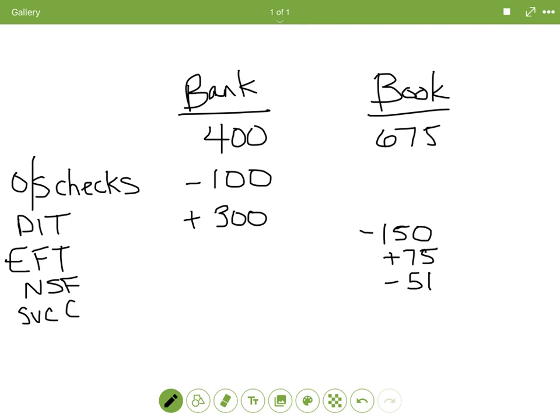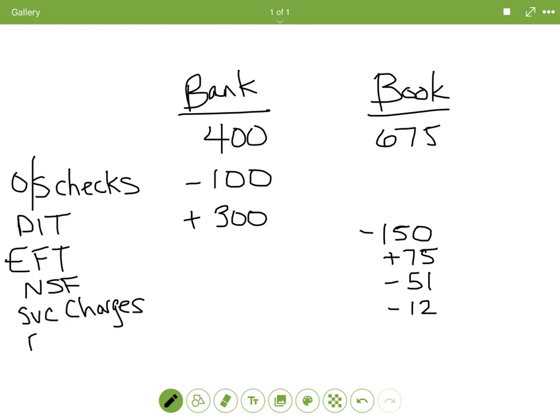A fifth reason for differences would be service charges. These are charges from the bank monthly for using the bank account. The bank has already deducted that from the bank balance. We would need to deduct that from the book balance.